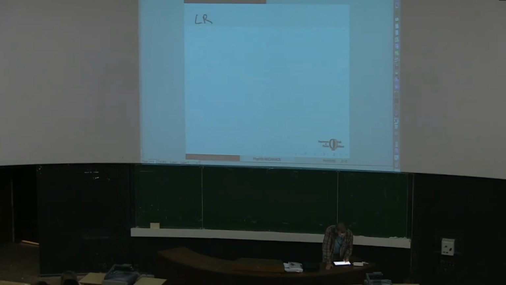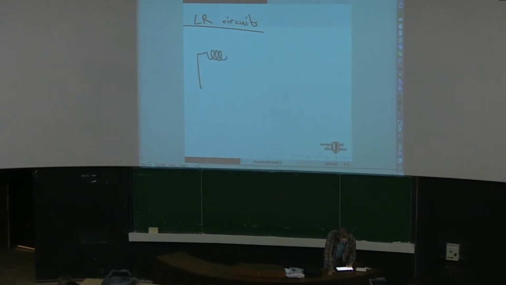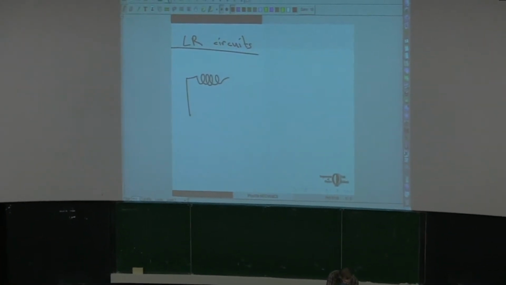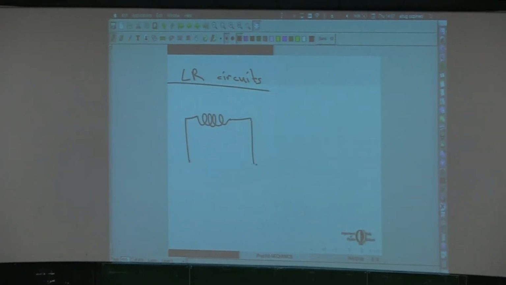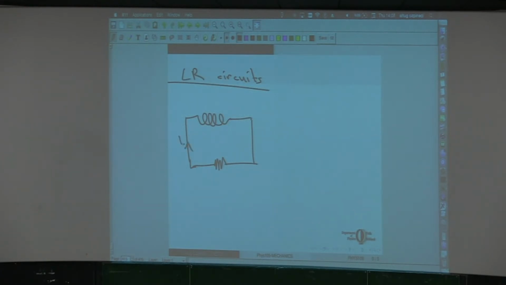Well, let's first start with LR circuits. We have a solenoid. This is the symbol that we will be using to denote solenoids, an inductor. And let's say we have a resistor. Somehow we build up some current in our system by some means. Let's say this is the positive direction of our current. Now the question is, how does this current change as a function of time?